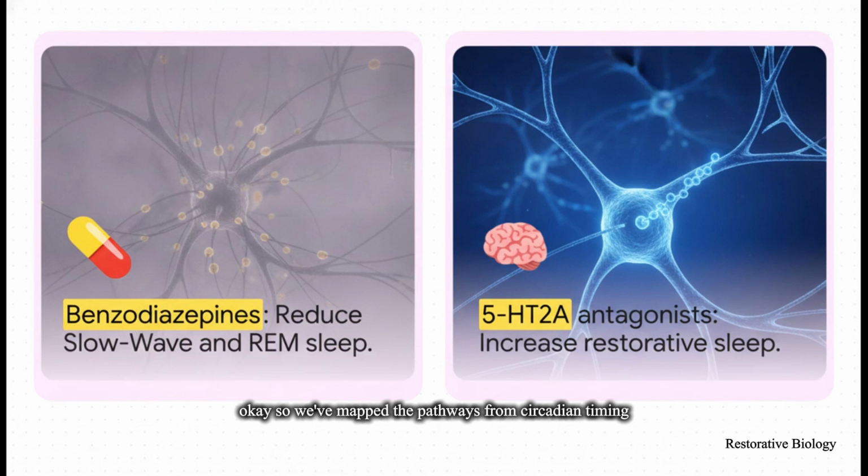Okay, so we've mapped the pathways from circadian timing all the way down to precise channel conductance. But how do we actually leverage this framework to maximize our own recovery? Well, for decades, standard sleep medicine really relied on traditional hypnotics, like benzodiazepines. But the trade-off there is severe. They artificially knock you out by broadly inhibiting the system via GABA. Ironically, this actually reduces your deepest, most restorative phases of slow-wave and REM sleep.